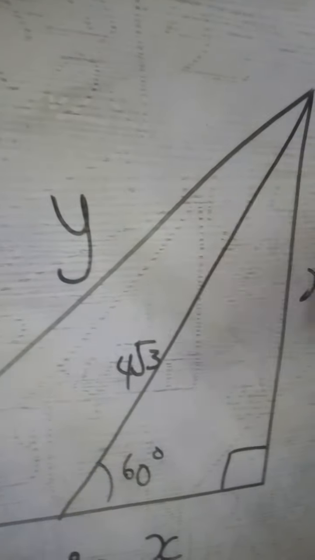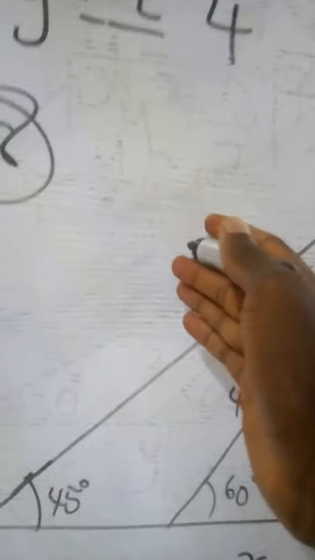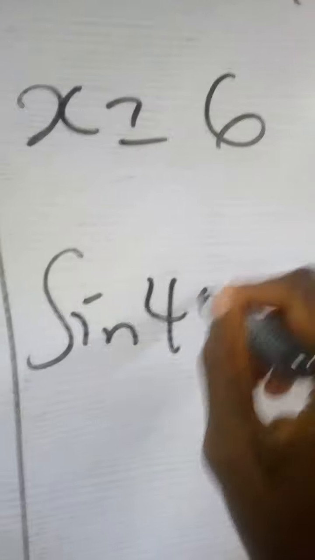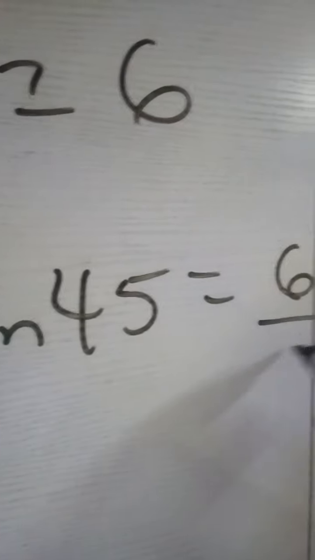Then I don't have this side, but I have this angle. So 6 facing 45, bigger triangle, forget about this middle line. So the bigger triangle, 6 here is facing 45, then I have the hypotenuse. So it's opposite and hypotenuse. So sine 45 equals 6 over y.